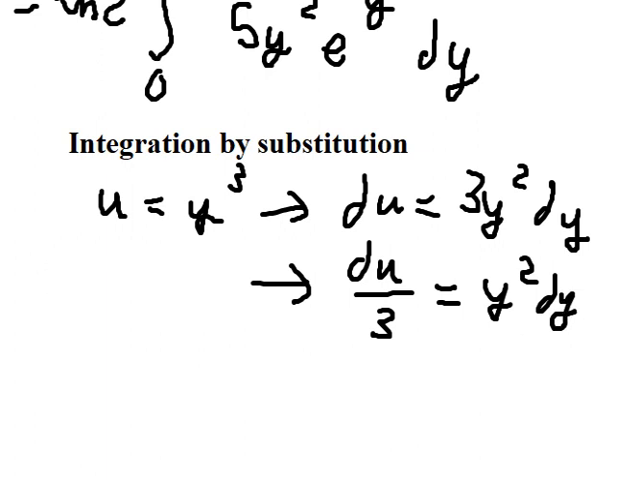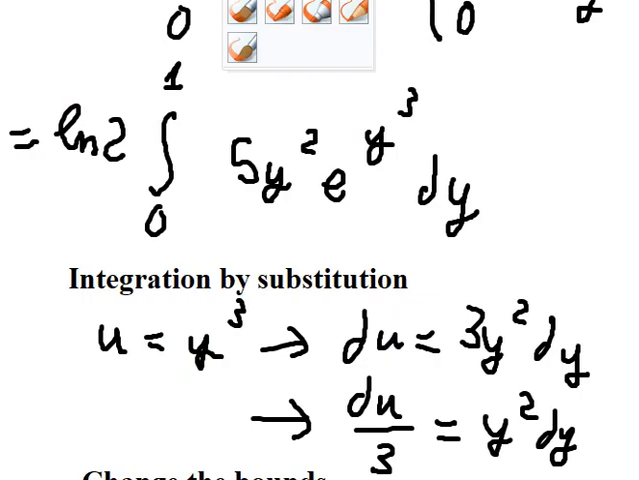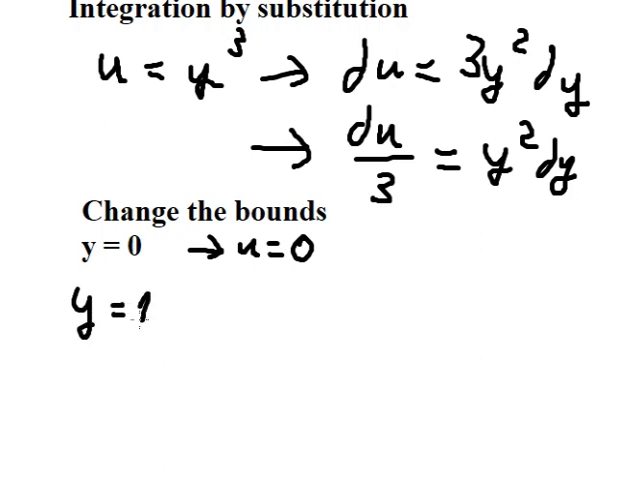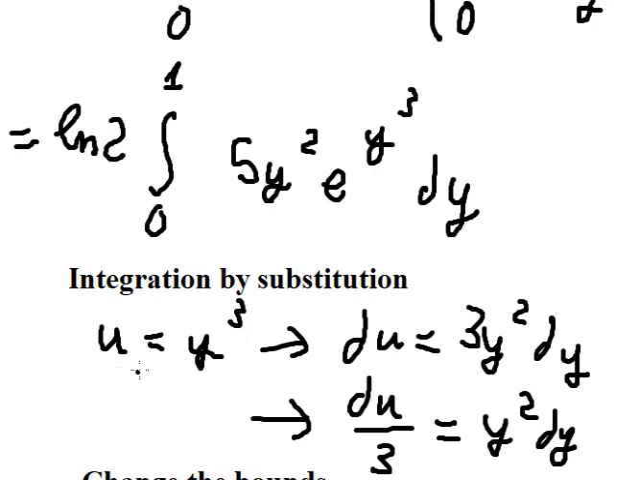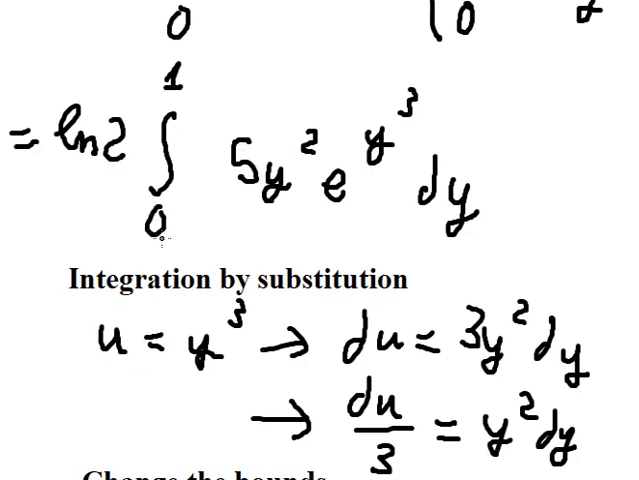Next, we need to change the bounds. When y equals number 0, I will put number 0 in here, and we can find the value of u. So u equals number 0. When y equals number 1, we put number 1 in here, and we have u equals number 1. That means the bounds do not change, so we keep the same bounds.